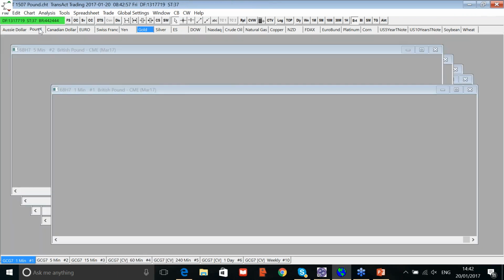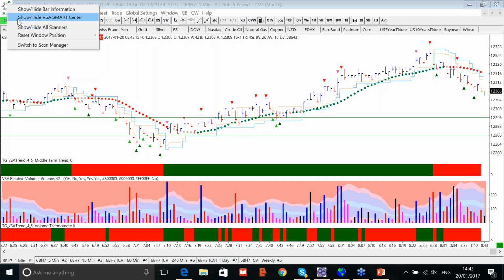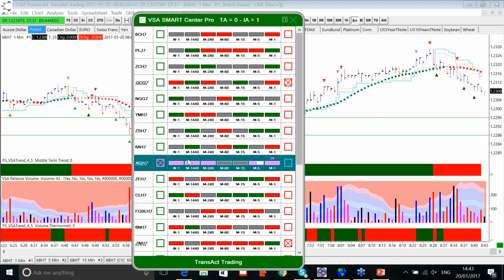And the same thing happened with the British pound. Let me just talk you through here because I think I may well take a trade here on the pound again. Looking for a short trade. Let me just position my... Okay. Right, I'll show you what I'm looking for on the pound here. Let's put Smart Center Pro back on.